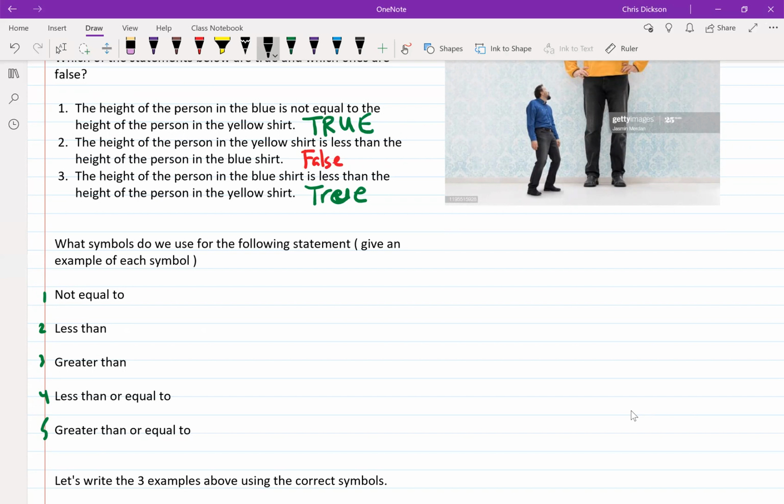Okay, so the symbol not equal to would be an equal sign with a line through it. That means not equal to. And an example of that, if I was doing a math question, I guess I could say the number 5 is not equal to basically any other number that's not 5. So maybe not equal to 10. I think that would be true to say. So 5 does not equal 10.